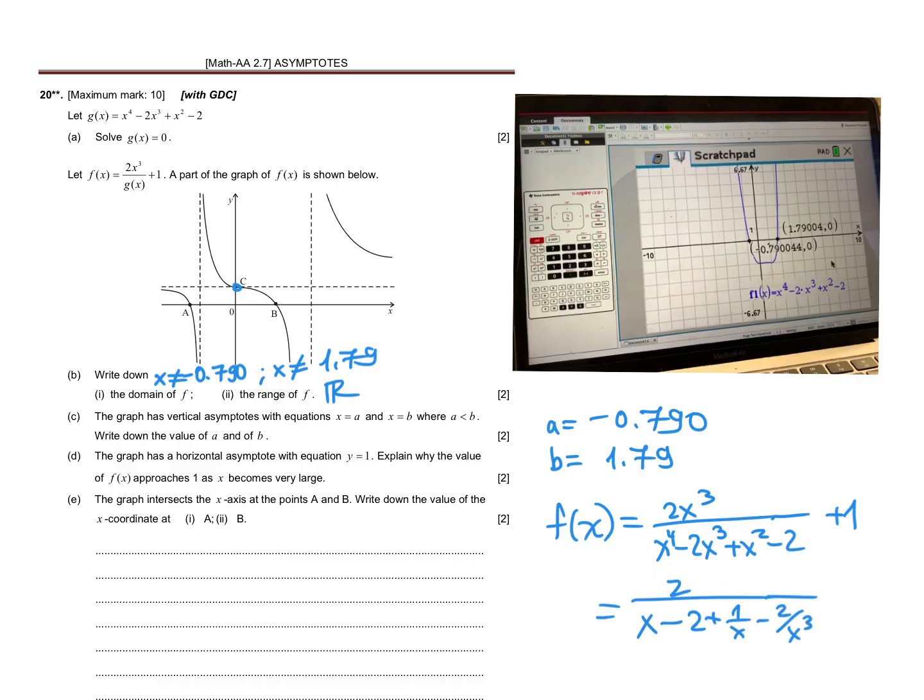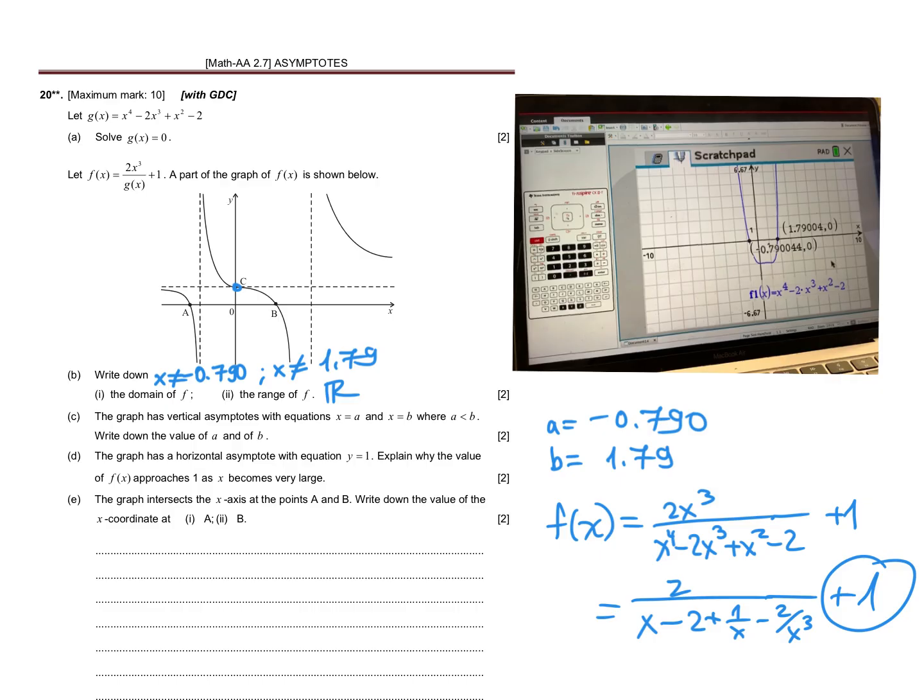Okay, so basically as x gets really, really big, you're going to have 2 over a big number, okay? And then to that we're adding 1. That's why it's the horizontal asymptote. You don't even really have to do it like that. You could just do it as, because 2x cubed is always going to be smaller than the denominator, x to the fourth and all that, as x gets really, really big or really, really small, okay? So either one of those ways.